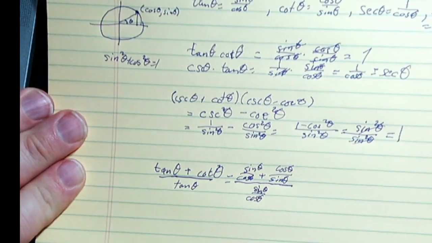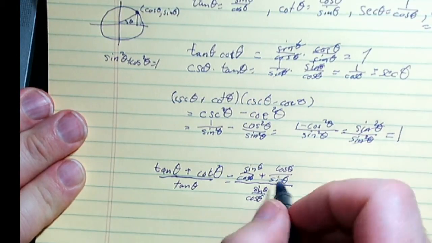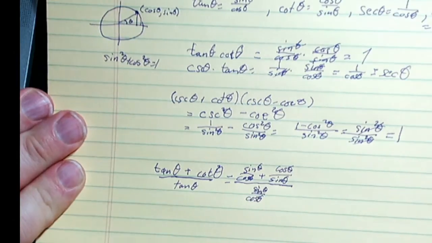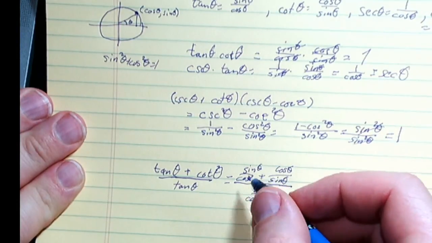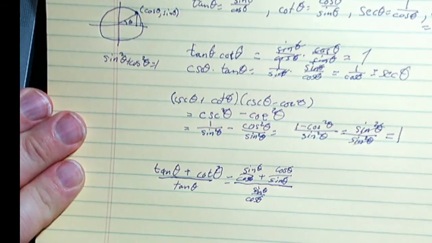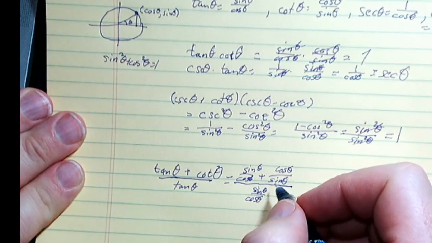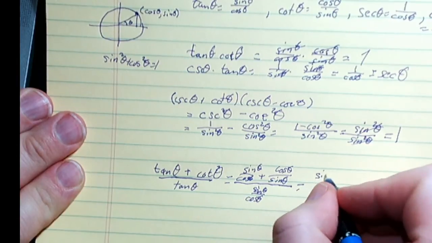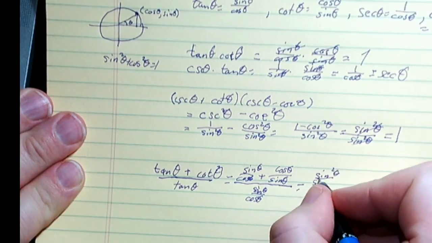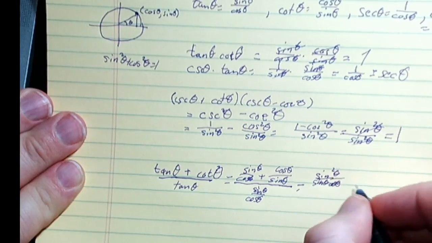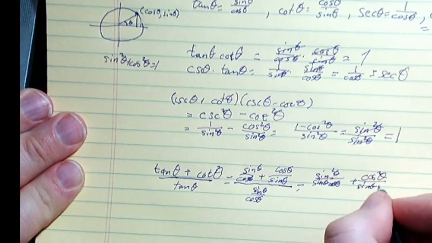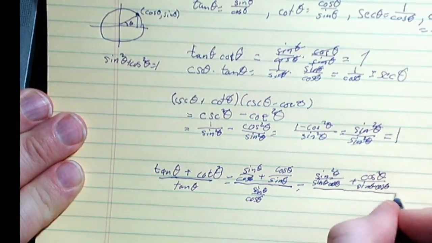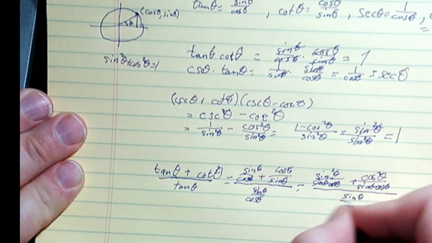That works well enough. We can add the fractions in the numerator. We need to find a common denominator, and you can see we can multiply sine and cosine. We can multiply this fraction by sine, numerator and denominator, to get sine theta cosine theta in the denominator. Multiply numerator and denominator over here by cosine theta. So that gives us sine squared theta over sine theta cosine theta, plus cosine squared theta over sine theta cosine theta, all over sine theta over cosine theta.